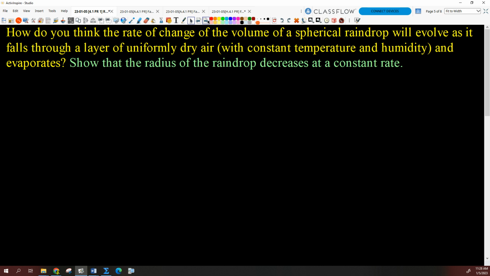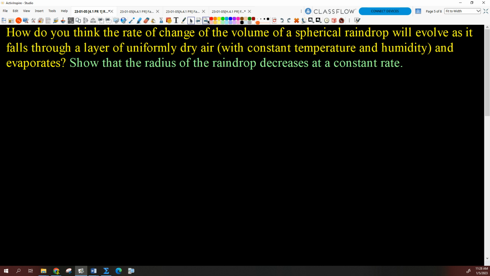How do you think the rate of change of the volume of a spherical raindrop will evolve as it falls through a layer of uniformly dry air with constant temperature and humidity, and evaporates? So we're gonna have to make a couple assumptions here, but just think about this. This is so cool that we can come up with this pretty easily. So what's gonna happen to that raindrop as it falls through a layer of dry air?